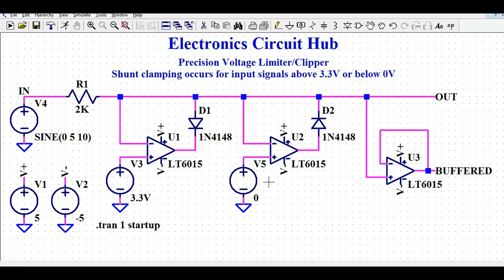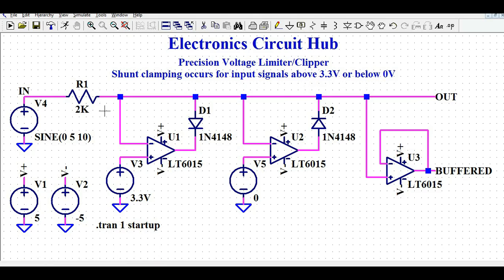So today we are going to understand the simulation of a precision voltage limiter or clipper circuit by using multiple stages of operational amplifier. Okay, so we will understand the shunt clamping that occurs for input signals above 3.3 volt or below 0 volt.